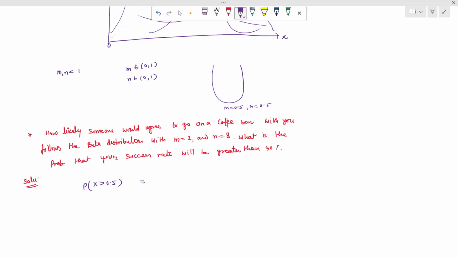So when we calculate the probability x greater than 0.5, the limit of the beta distribution random variable x is 0 to 1. Here, greater than 0.5, so the initial limit starts from 0.5, and the upper limit will be 1, and 1 upon beta(m, n). So m is 2 and n is 8, and x raised to the power m minus 1, and (1 minus x) raised to the power n minus 1. n minus 1 means 8 minus 1, into dx.